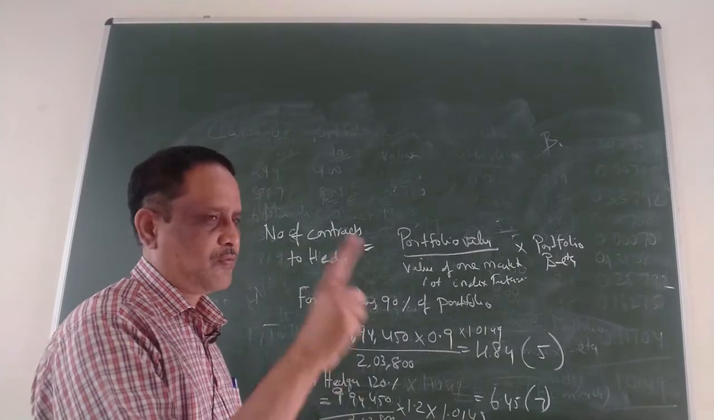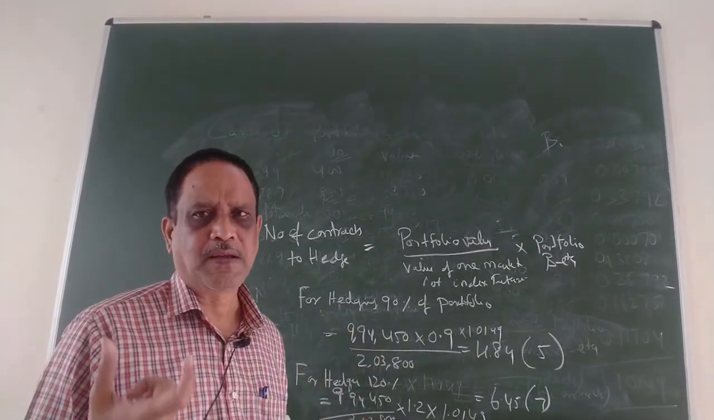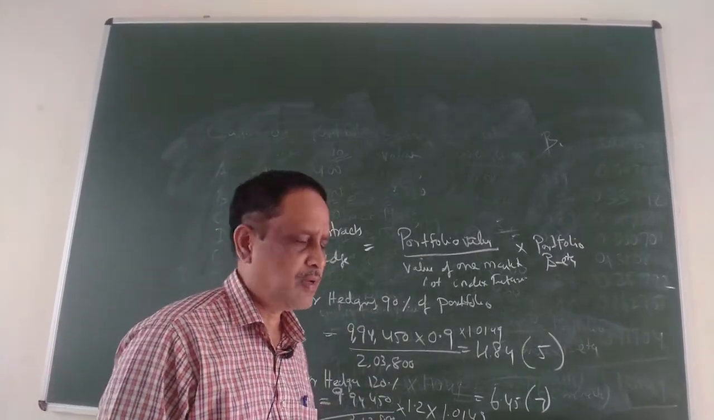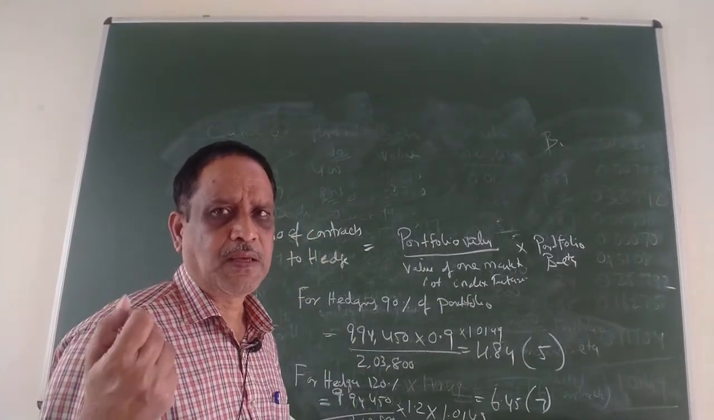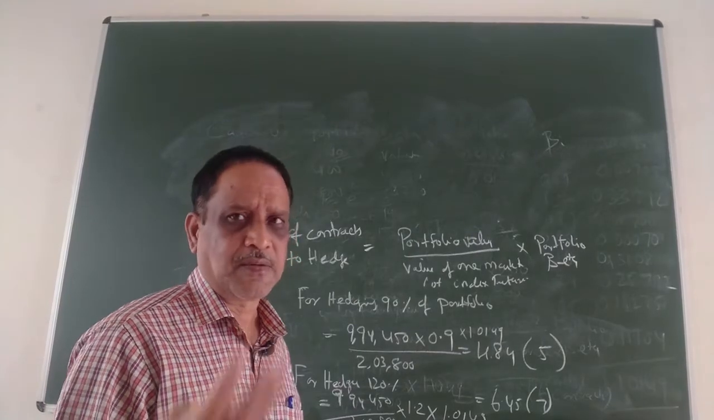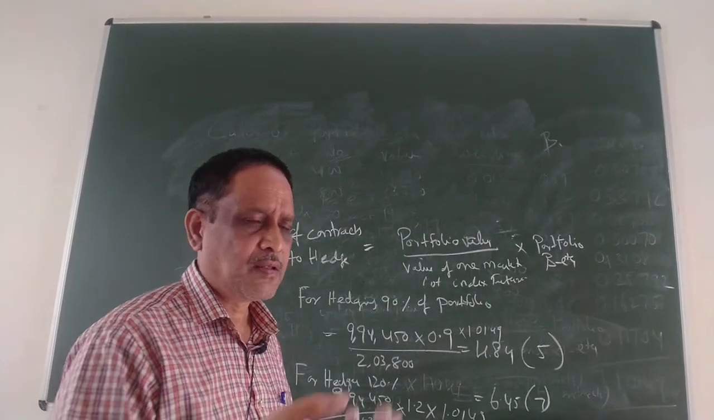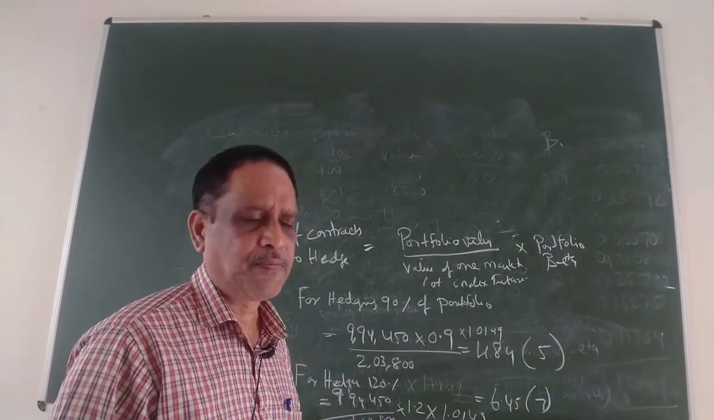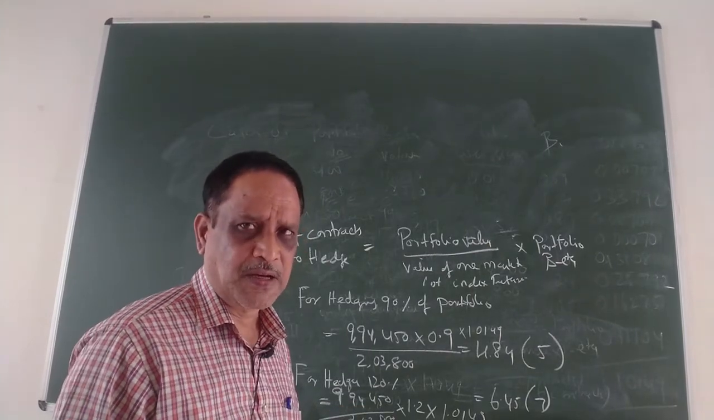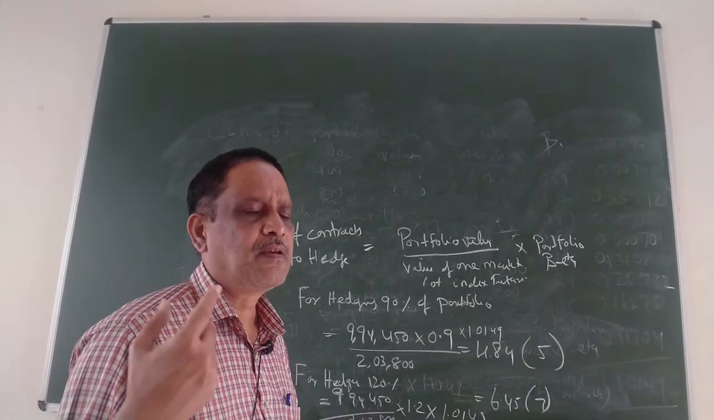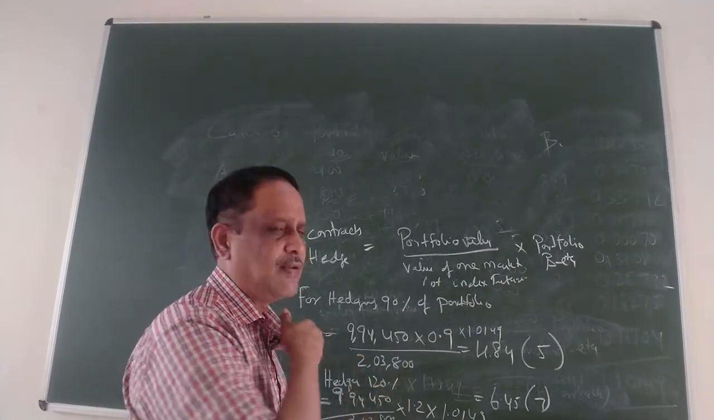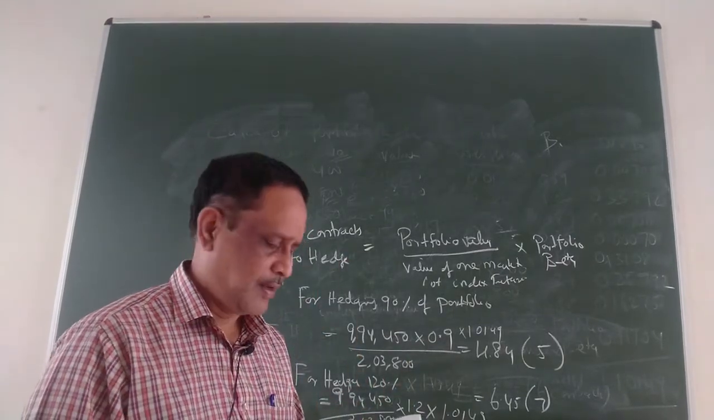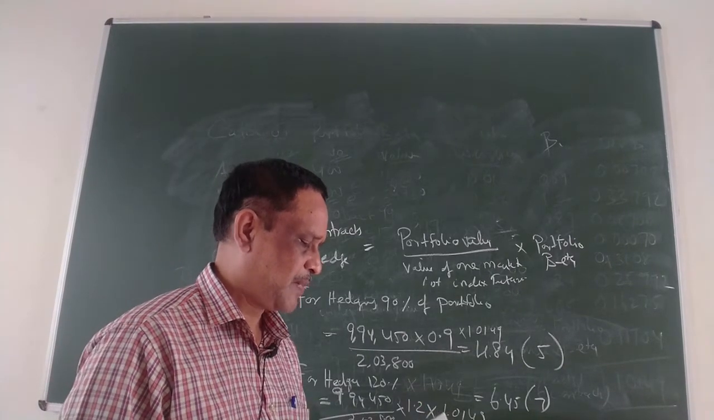Always remember: portfolio value divided by the one market lot index value, multiplied by the portfolio beta, and also whether it is 100%, 50%, 80%. If they are given, you have to use it. If it is 100%, you need not use any fraction. If it is given as 90%, you multiply it by 0.9 and always round it up to the higher level. You will be getting the answer.